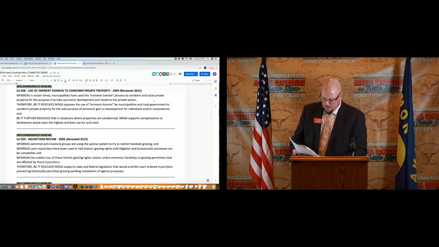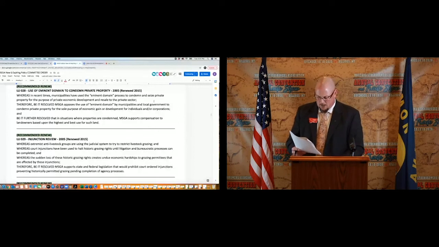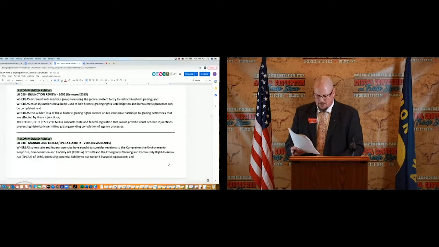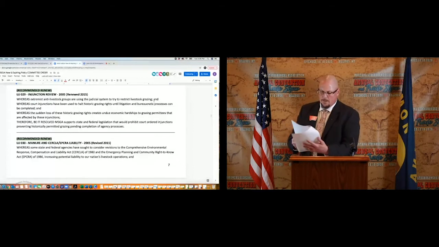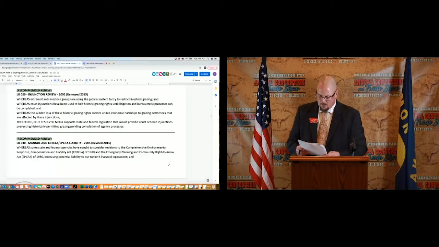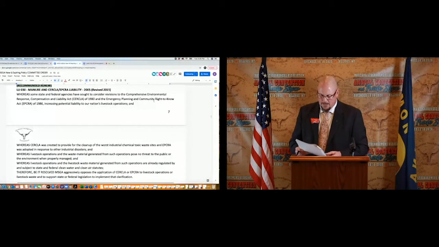Next one for recommended renew, LU 029, injunction review. Therefore, be it resolved, MSGA supports state and federal legislation that would prohibit court-ordered injunctions preventing historically permitted grazing pending completion of agency processes. Next, recommended renew, LU 030, manure and CERCLA EPCRA liability. Therefore, be it resolved, MSGA aggressively opposes the application of CERCLA or EPCRA to livestock operations or livestock waste and to support state or federal legislation to implement that clarification.